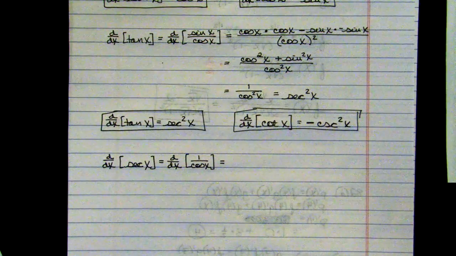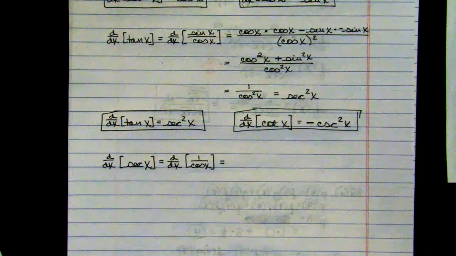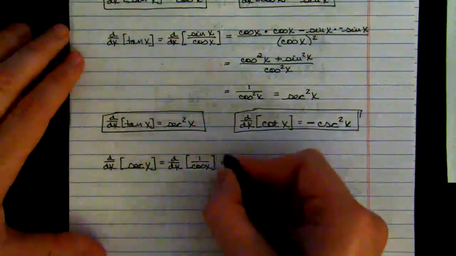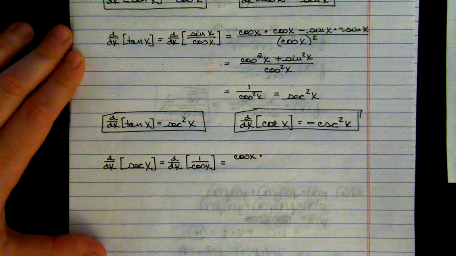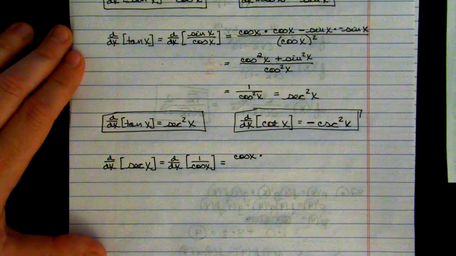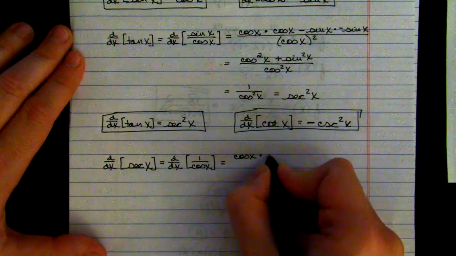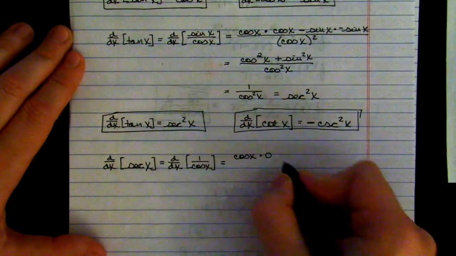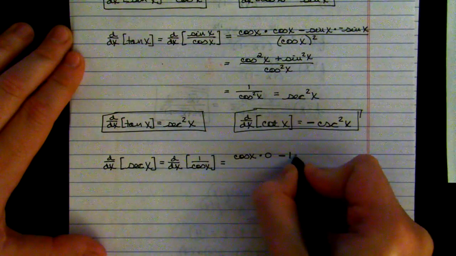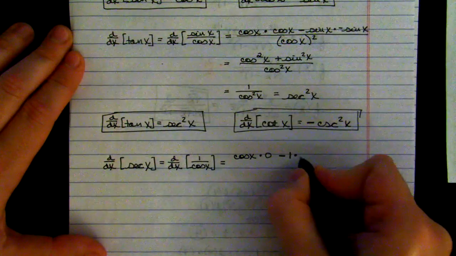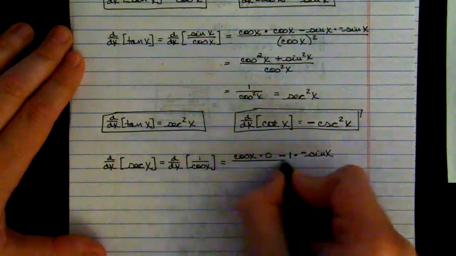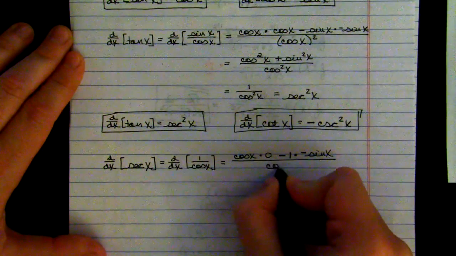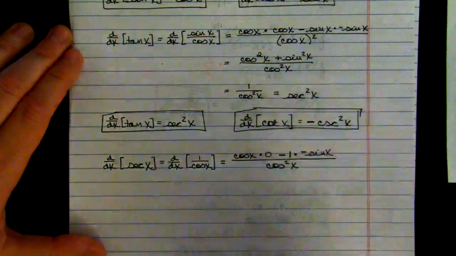And then I can go use my quotient rule. Low d high. Low is cosine x. What's d high? Derivative of 1, a constant, is just 0. Minus high, 1, d low, derivative of cosine x is negative sine x. Draw the line, and square below: square the cosine of x, you get cosine squared x.